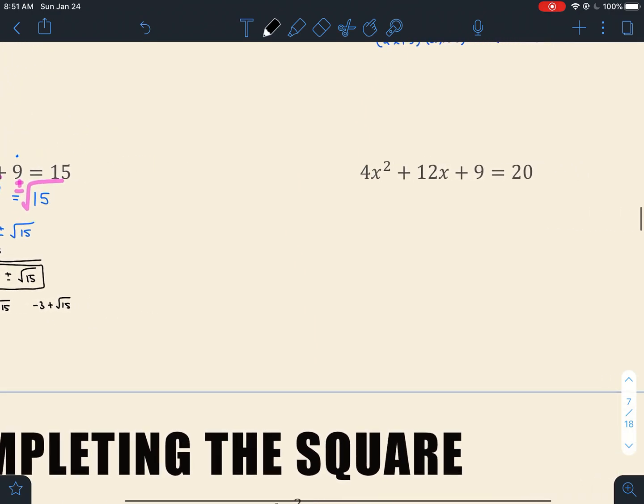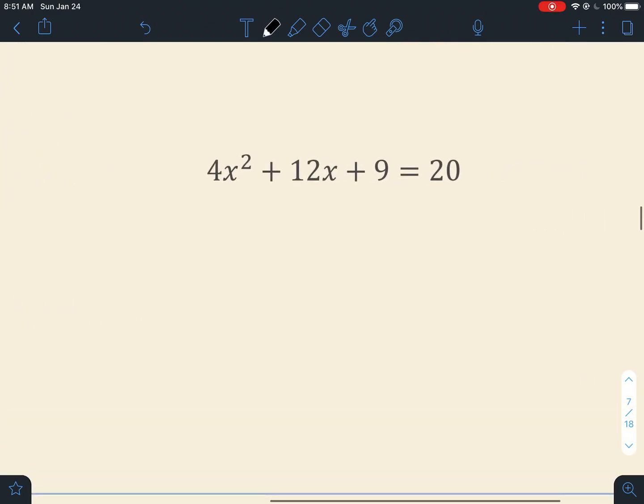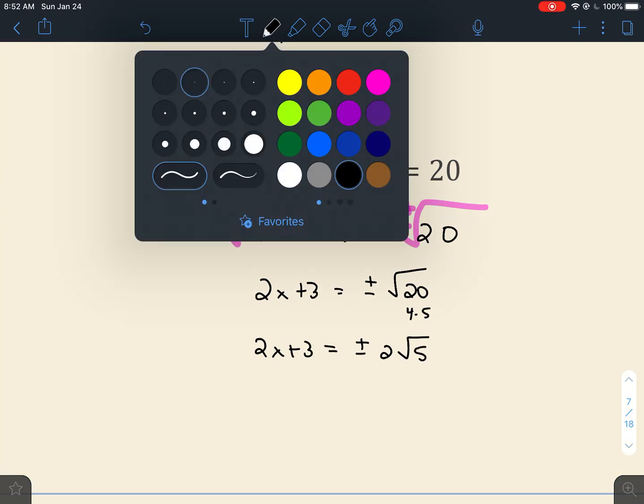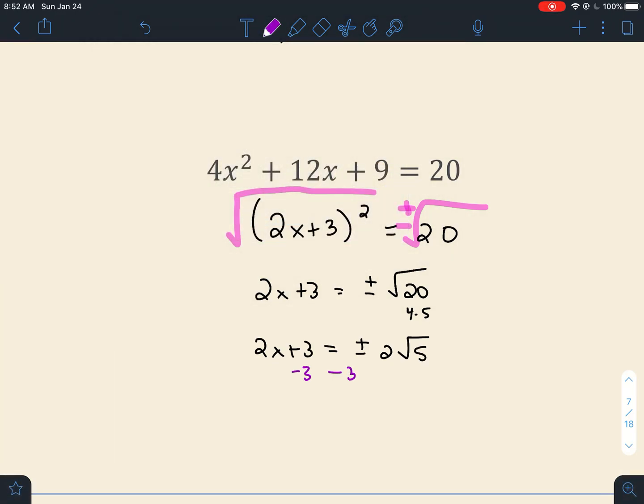So same thing over here. We already factored 4x squared plus 12x plus 9. We factored that up above into 2x plus 3 squared, and then we have equals 20. So same thing, if we want to solve, we can take square roots on both sides, and we would get 2x plus 3 equals plus or minus the square root of 20. Well, 20 is 4 times 5, so I could break that up into 2x plus 3 equals plus or minus 2 square root 5. And then to solve from here, we would subtract 3 from both sides.